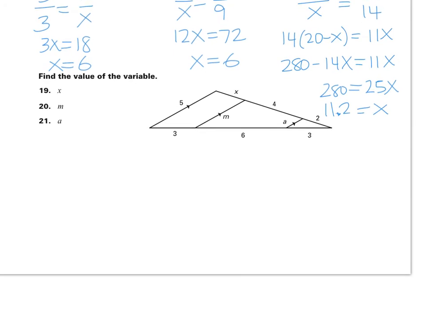Okay, and then find the values of the variable. So we have to kind of see what we have here. We're looking for x. So I can do the split of the parallel lines, so I can do 4 over x equals 6 over 3.